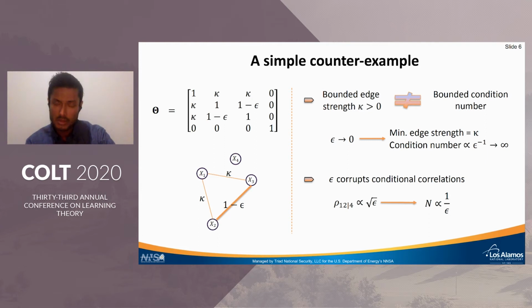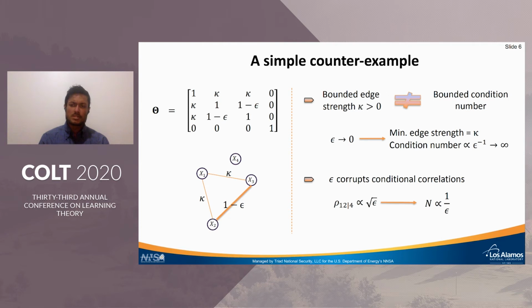on the bottom. If you turn up the intensity, the strength of this strong edge, 1 minus epsilon, the minimum edge strength still remains kappa, it's invariant, but the condition number goes up to infinity, showing that these two quantities, condition number and kappa, are not only different, but can also be decoupled from each other. A second natural question is, why not directly test the graphical model separation property and then infer the structure of the graph from that?